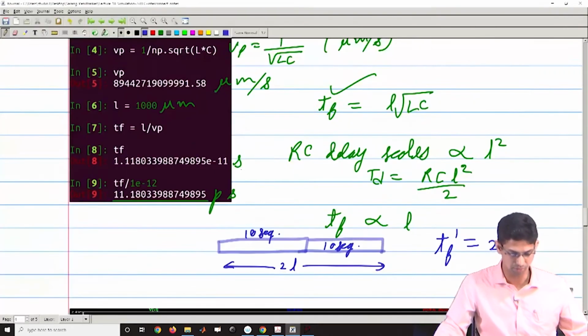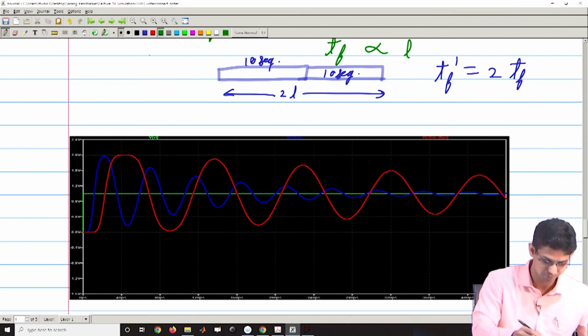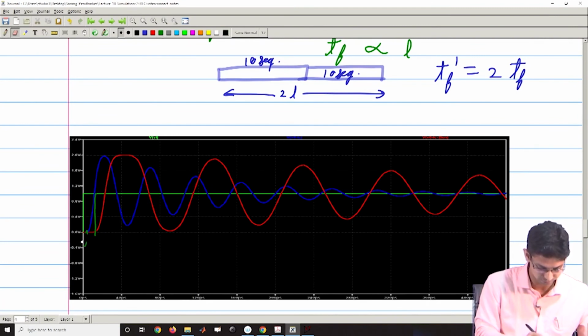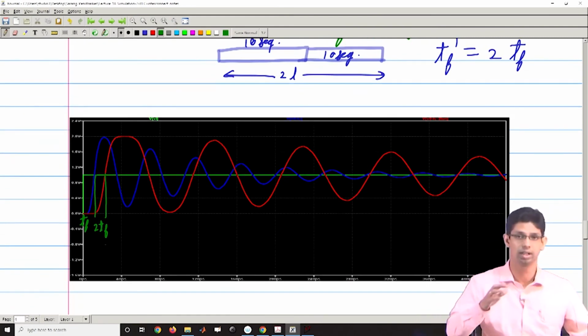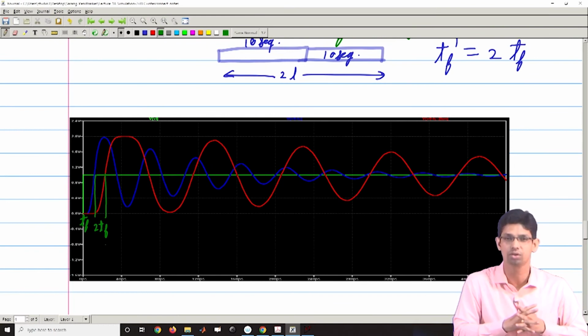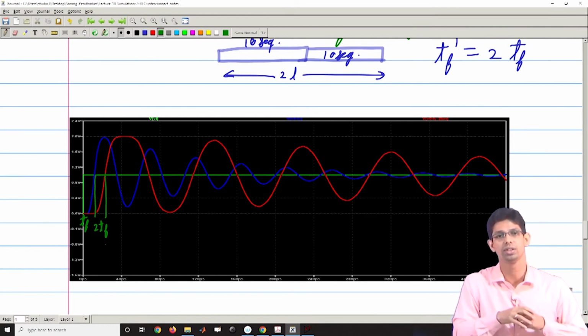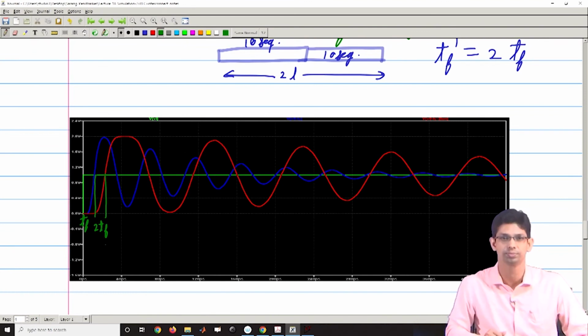So that we have validated here that this is TF and this is 2TF. Right. So with this RC circuit, lumped circuit simulation also, if you have enough number of elements, you can simulate the wave type of phenomena here as well.